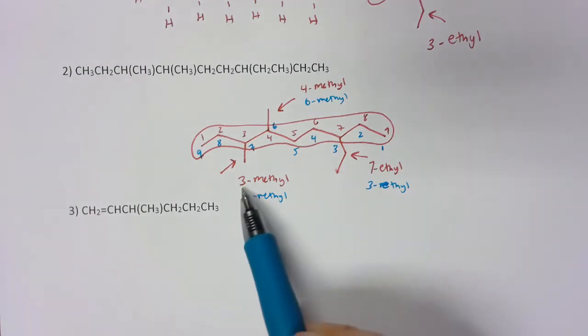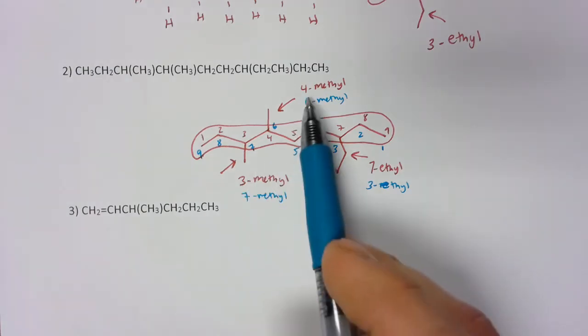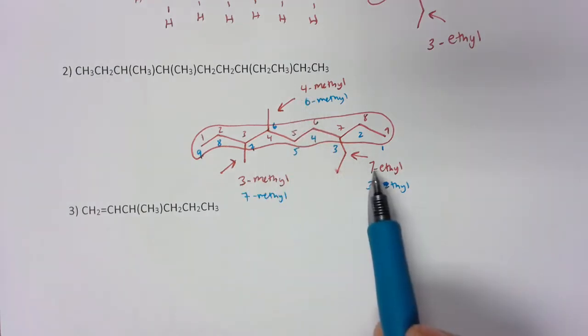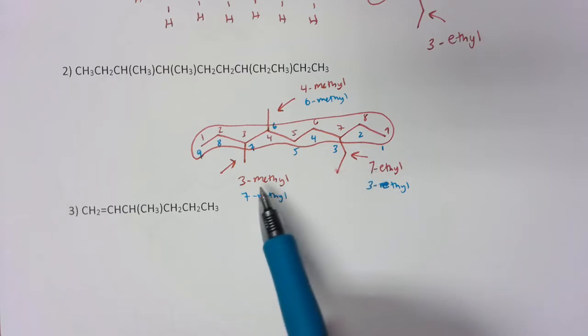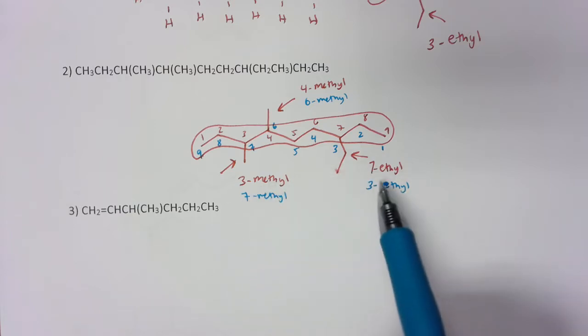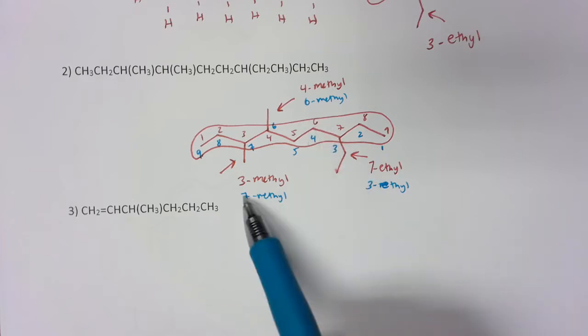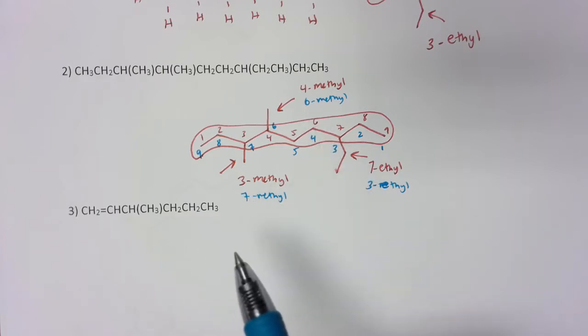If I add up the numbers in the red, it's 3 plus 4, 7, plus 7 is 14. If I add up the numbers in the blue, it's 9, 6 plus 3, plus 7, that's 16. So I'm going to go with the red.